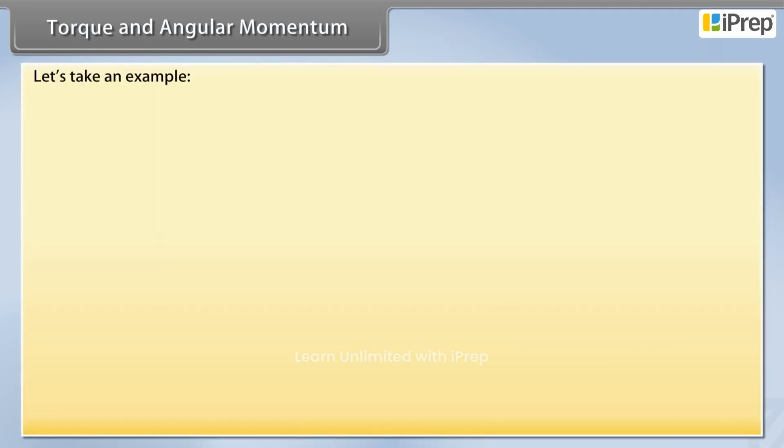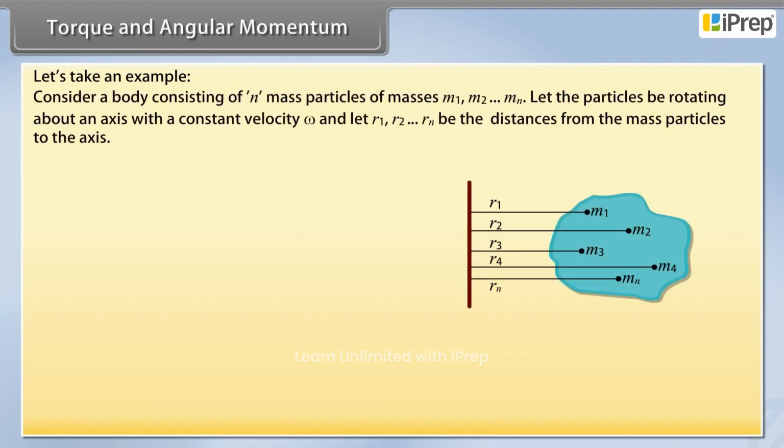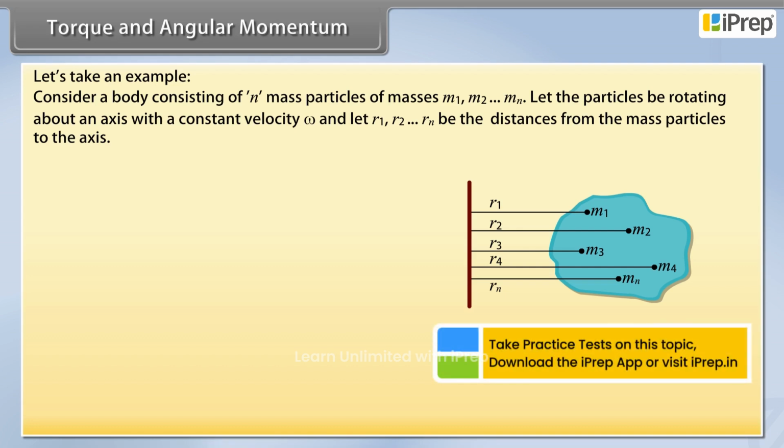Let's take an example. Consider a body consisting of n mass particles of mass m1, m2 up to mn. Let the particles be rotating about an axis with a constant angular velocity omega, and let r1, r2 up to rn be the distances of the mass particles from the axis. Moment of this force about the axis of rotation is equal to F into r.